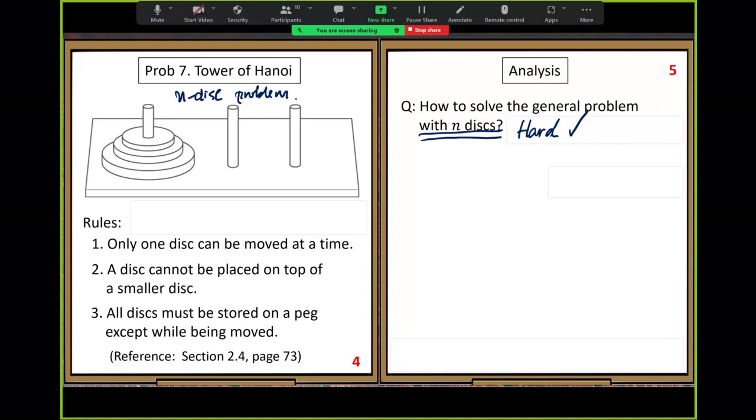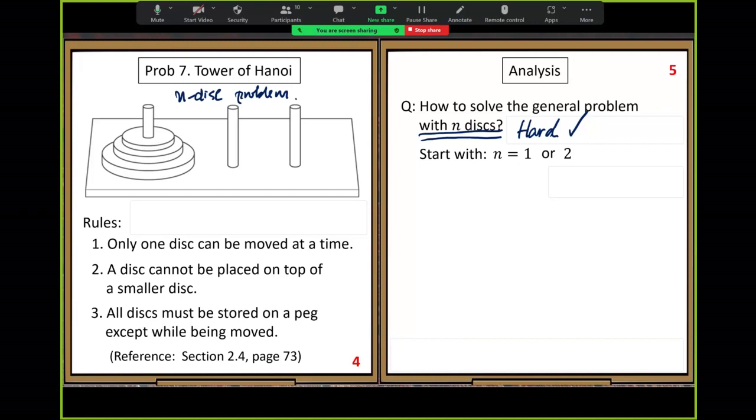Think about it. When n equals 1, is it easy to solve? You only have one disk. You just move that disk to the destination peg. Then you solve it. One move. Then you think about n equals 2. You have 2 disks on 3 pegs. Then it's also easy, right?